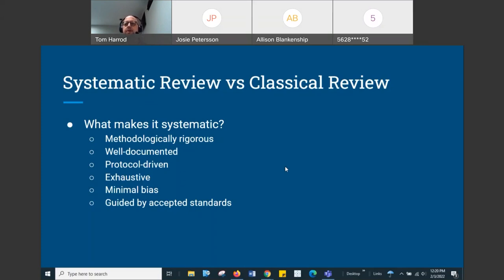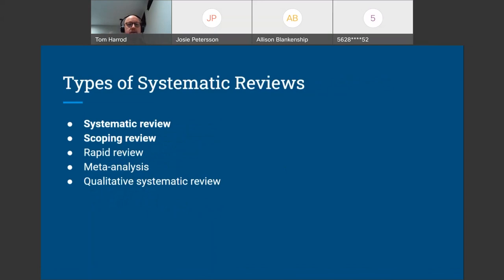So often our discussions are just going through step by step what to expect. No problem. So the types of systematic reviews, I kind of alluded to this earlier, but the classic systematic review, which is answering a question. Scoping review, which is describing the literature.